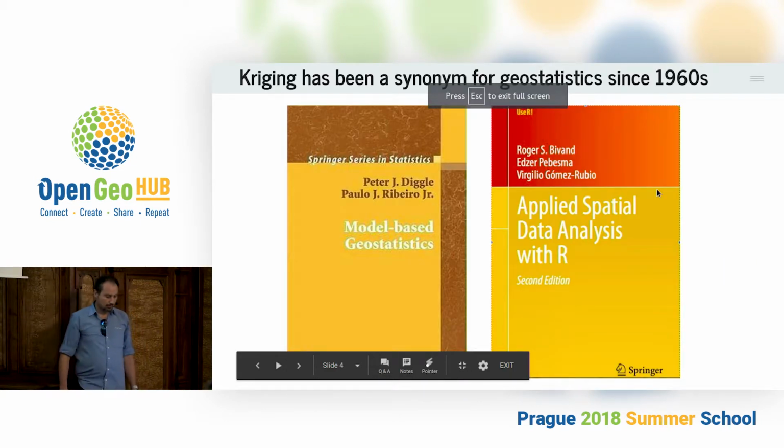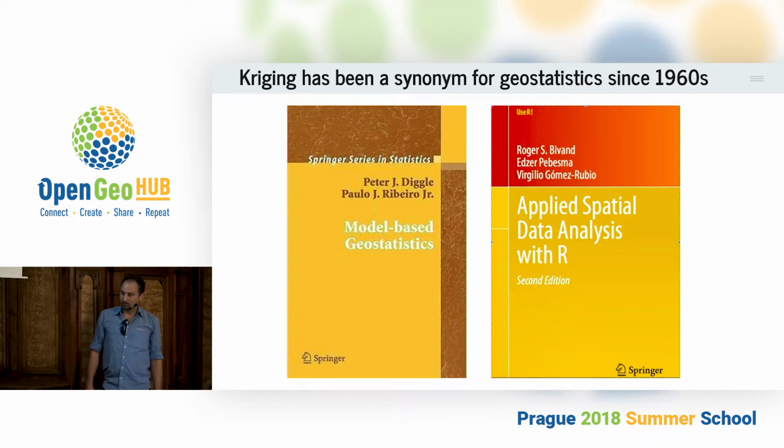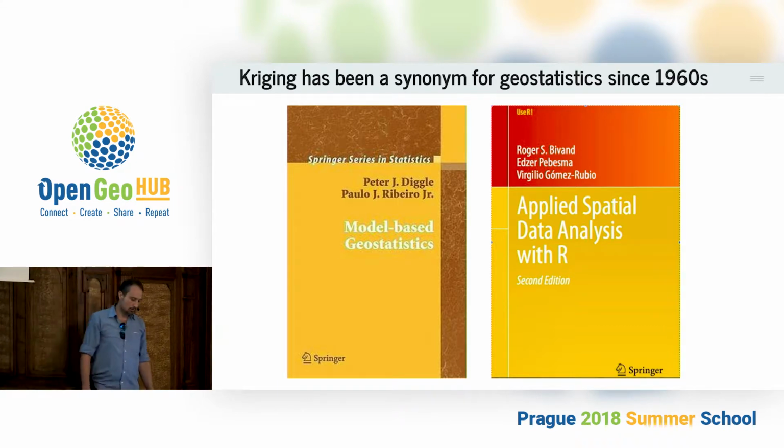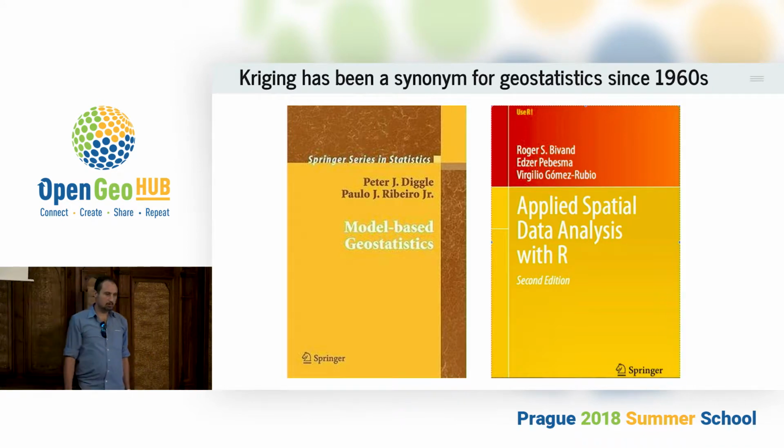When I started my PhD, back in 2000, my mainstream framework for spatial analysis and spatial prediction was geostatistics. I was one of the users of Edzer's gstat package, and later on I started using the GR package. These kriging techniques have been a synonym for geostatistics ever since the 1960s. So it's been now already 60 years, more or less, of kriging.